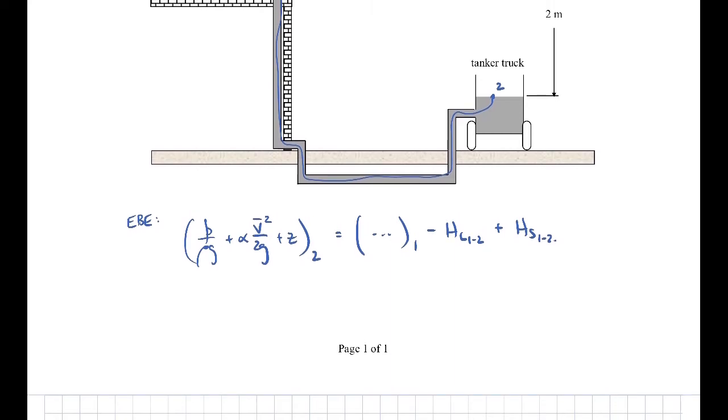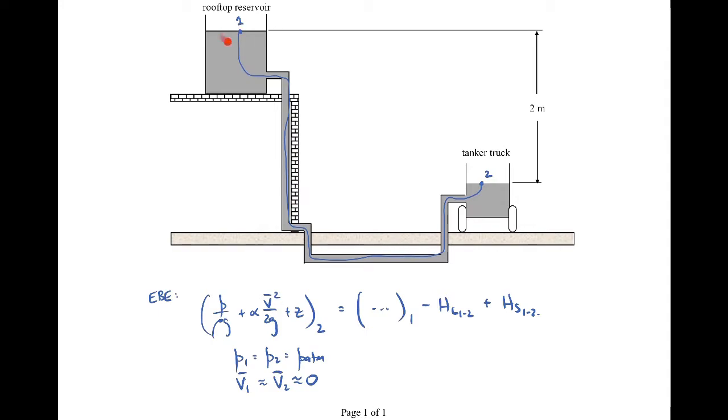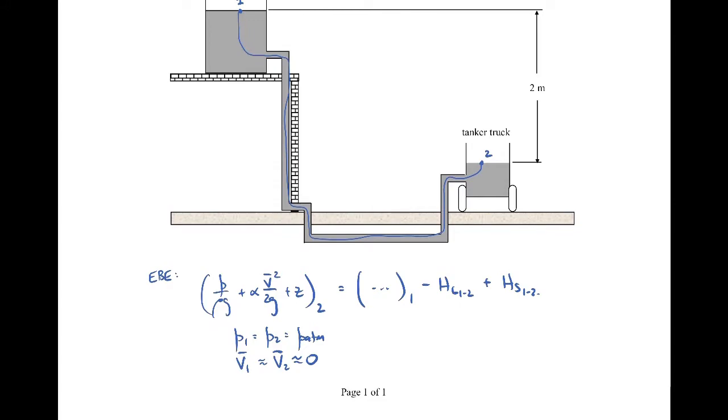So let's go ahead and write down what we know. The pressure at 1 and the pressure at 2 are the same. They're both atmospheric pressure. Similarly, the velocity at 1 and the velocity at 2 are both approximately 0. They're very small because they're the surfaces of large tanks, so we're going to assume that the velocities there are both very small. The elevation difference, Z1 minus Z2, is equal to 2 meters. That's given in the problem statement. There is no shaft head term between points 1 and 2. There's no pump or turbine or anything like that between those points, so we don't have to worry about that.